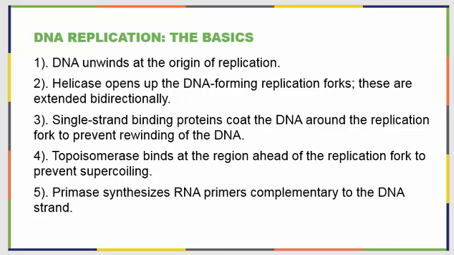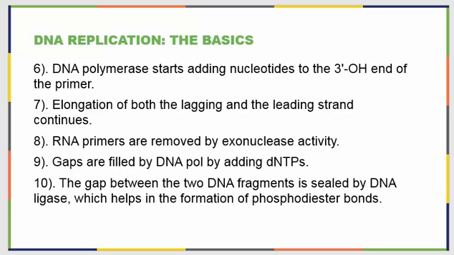Next, primase synthesizes RNA primers complementary to the DNA strand, and then DNA polymerase starts adding nucleotides at the 3' OH end of the primer. Elongation of both the lagging strand and the leading strand continues, although a little bit differently. On that lagging strand, the primers can't attach because it's running backwards, so it can't find the 3' OH end. Therefore, extra primers have to be added.